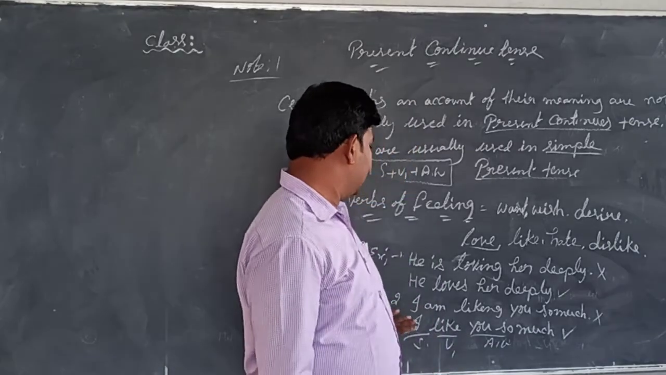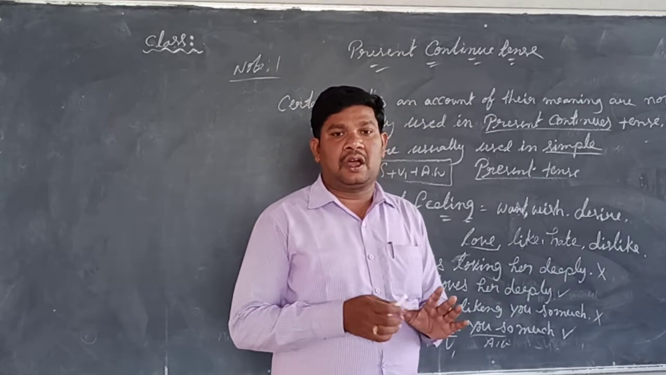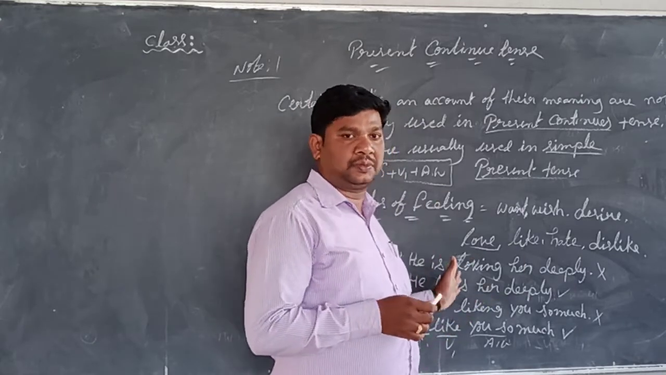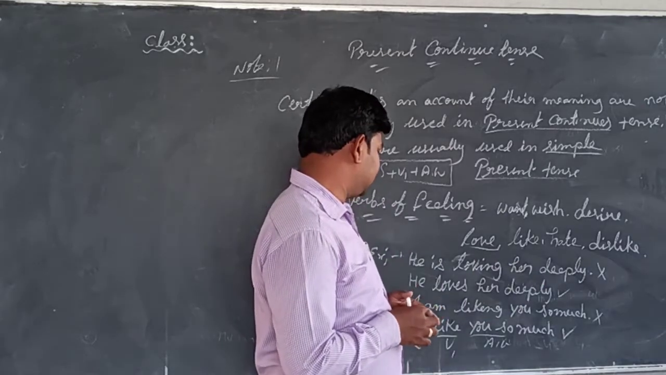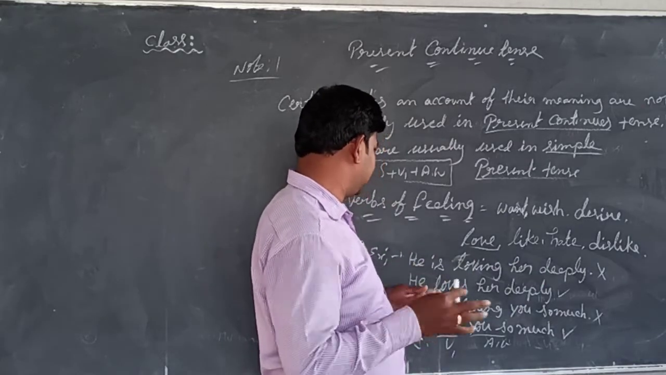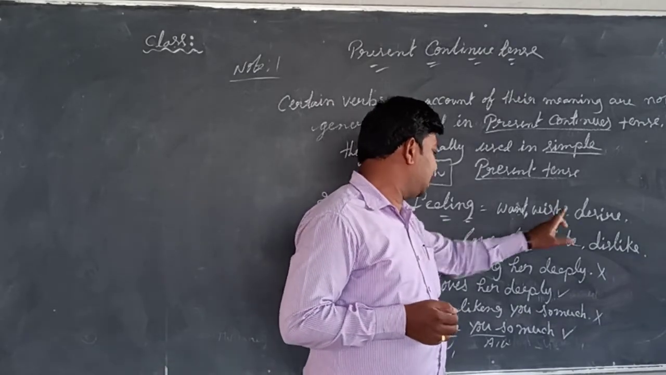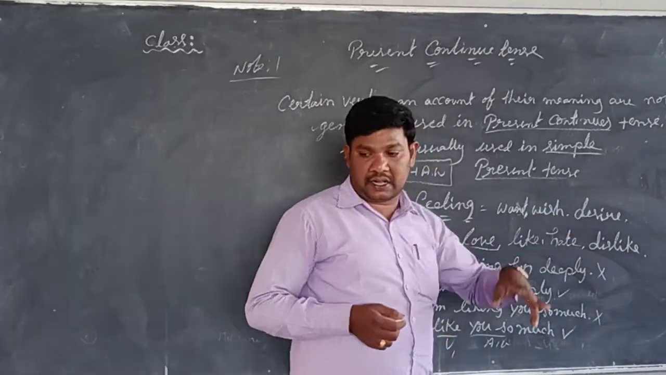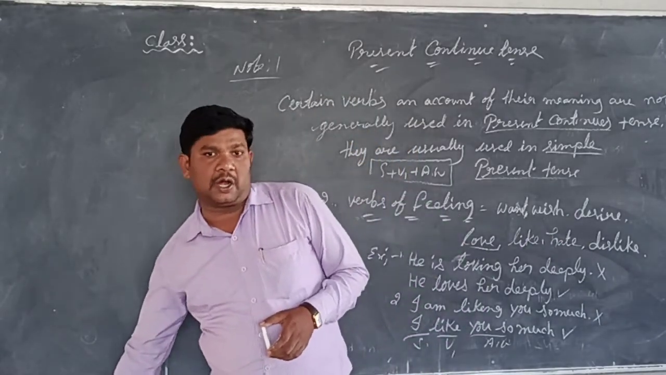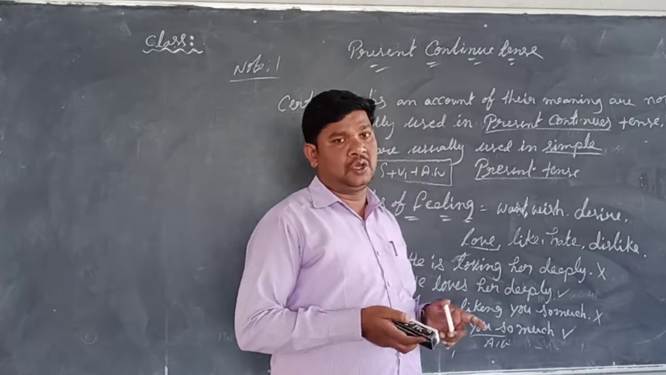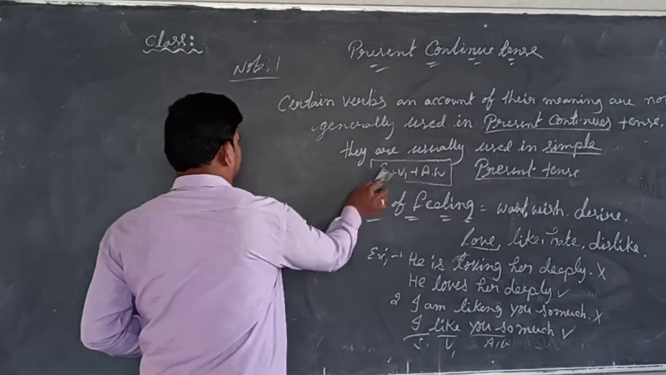So these are the words we should not use in present continuous tense. Those words are possible only in simple present tense. Let me tell you the words once again, you should remember: words of feeling, want, wish, desire, love, like, hate, dislike. In the same way, some more words are there that we should not use in present continuous tense. We should use them only in simple present tense.